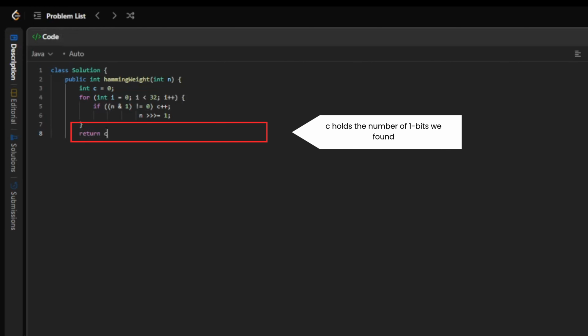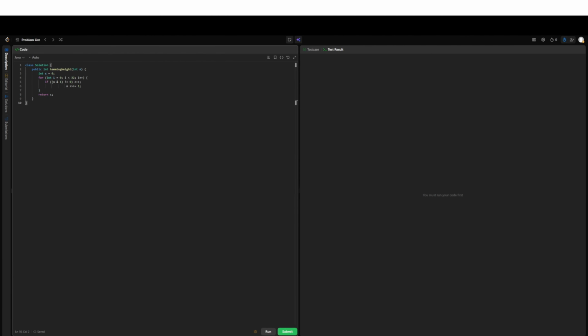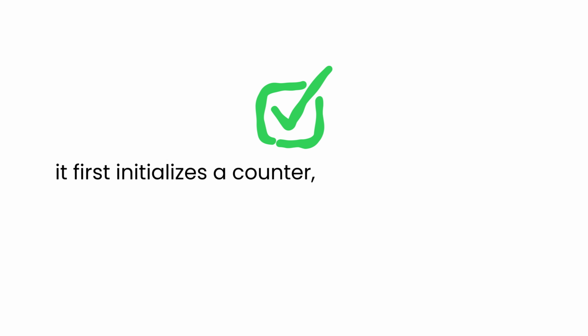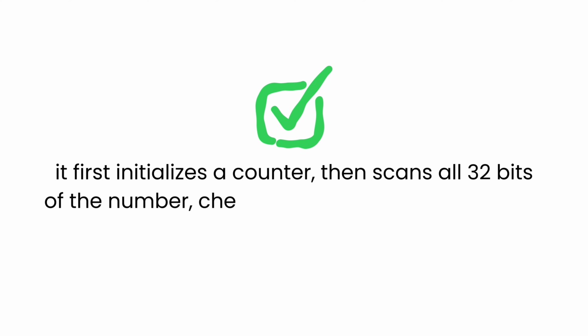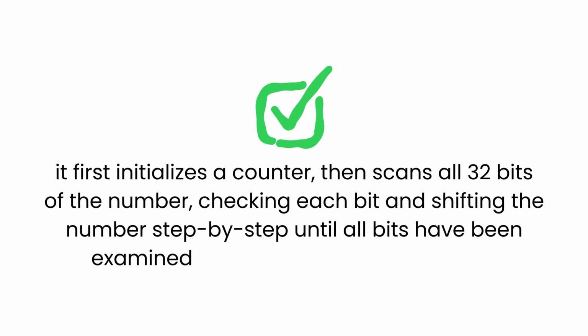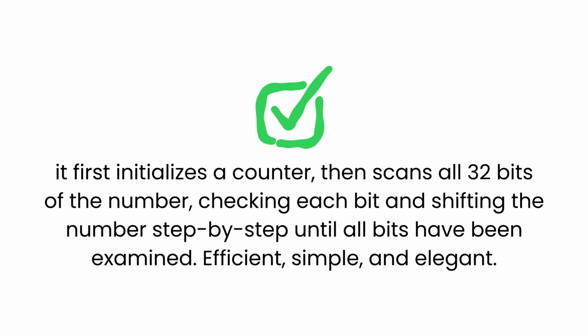At this point, c holds the number of 1 bits we found. We return that value. That's the Hamming weight of the number. And that's how this algorithm works. It first initializes a counter, then scans all 32 bits of the number, checking each bit and shifting the number step by step until all bits have been examined.